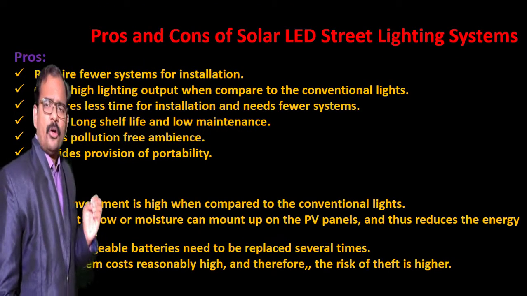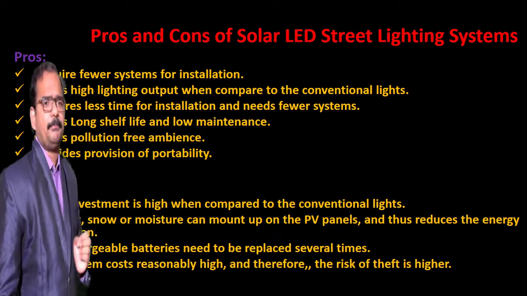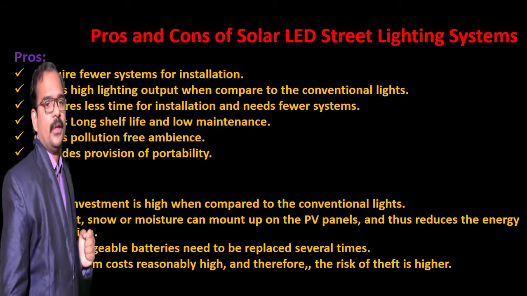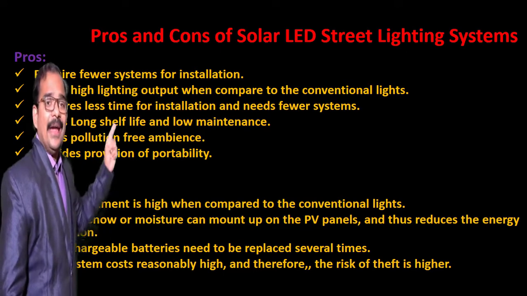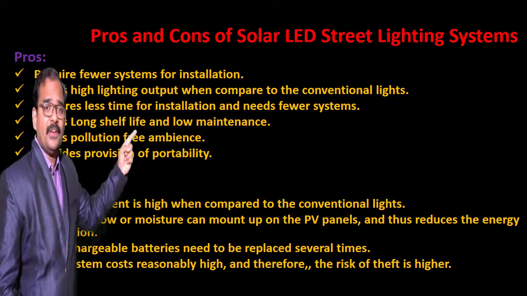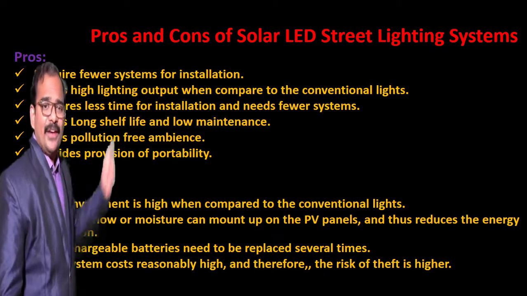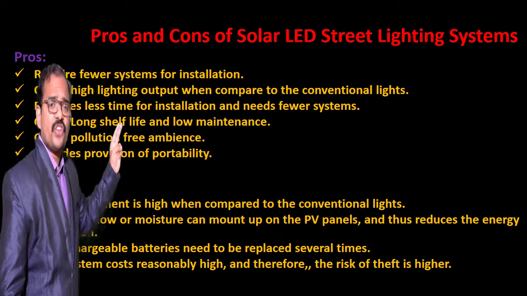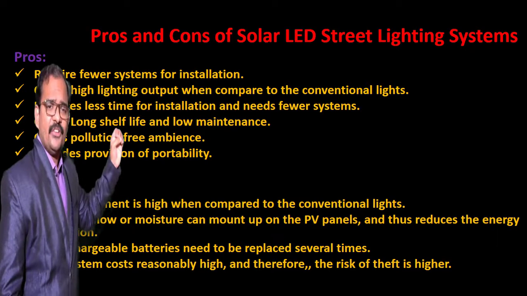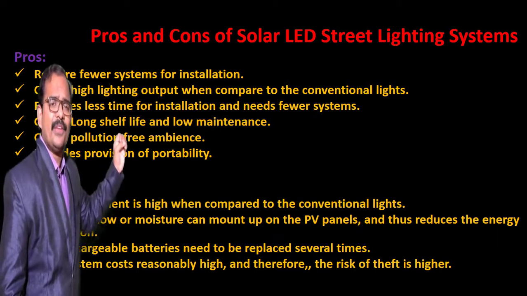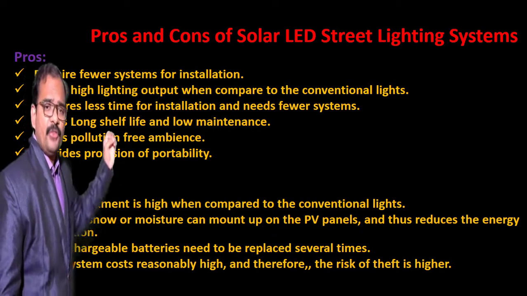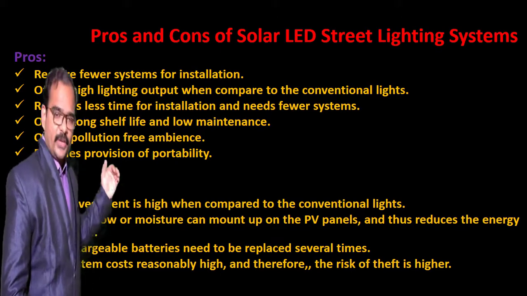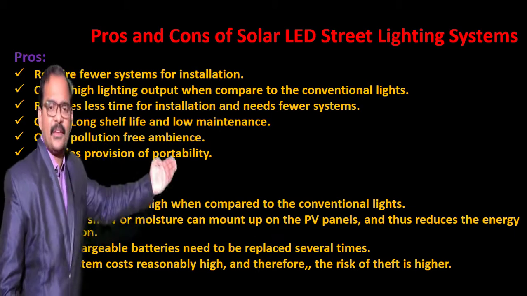Now, what are the pros and cons of this solar LED street lighting system? Coming to the pros, it requires fewer systems for installation, and it offers high lighting output when compared to conventional lights. It requires less time for installation and needs fewer systems. It offers a long shelf life compared to conventional lights, and the maintenance is also very low. It offers a pollution-free ambience. It provides portability, so that means you can remove this street light and place it in some other street as and when you require it.